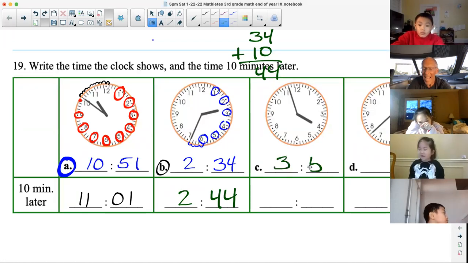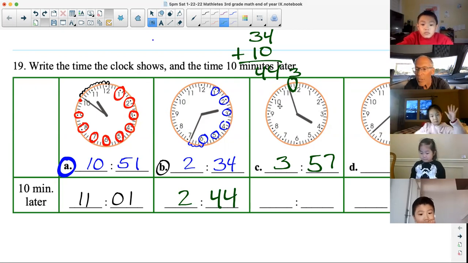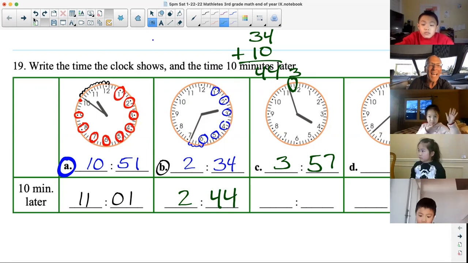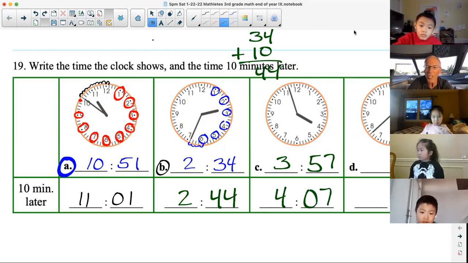3:57. Yes, it is. Oh, that's awesome. Guys, it's literally 3 minutes away from 4 o'clock. So Stella, if we add 10 minutes to that, what do we get? 4:07. Right. And maybe that's what Jason was telling us before. So really, really nice job.